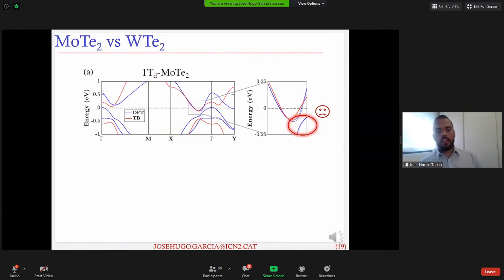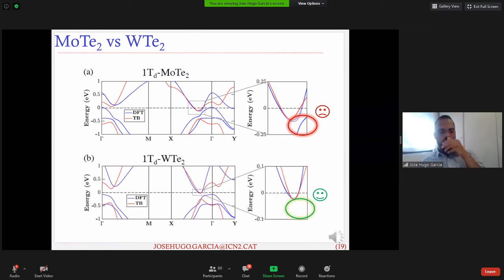So the problem is, we say, well, let's try to compute the spin Hall angle and see if we can see the quantum spin Hall state. And the problem is that molybdenum telluride has a band that closes the gap and won't allow you to see this quantum spin Hall insulating state. But tungsten telluride does not have this band.